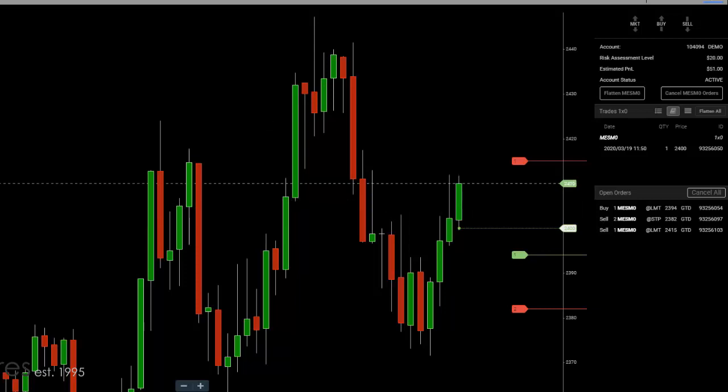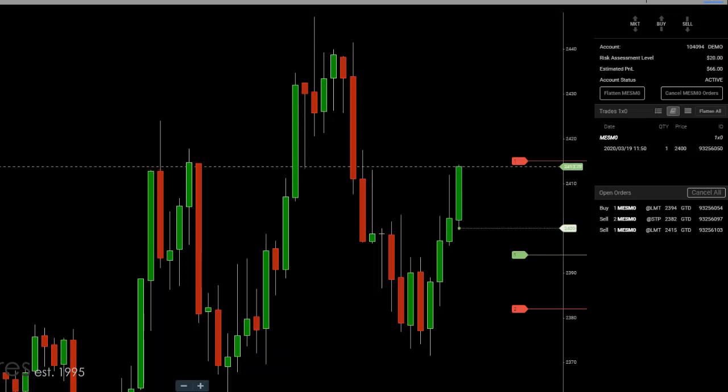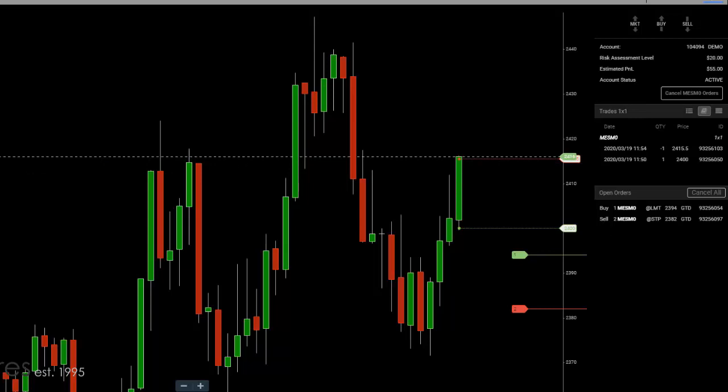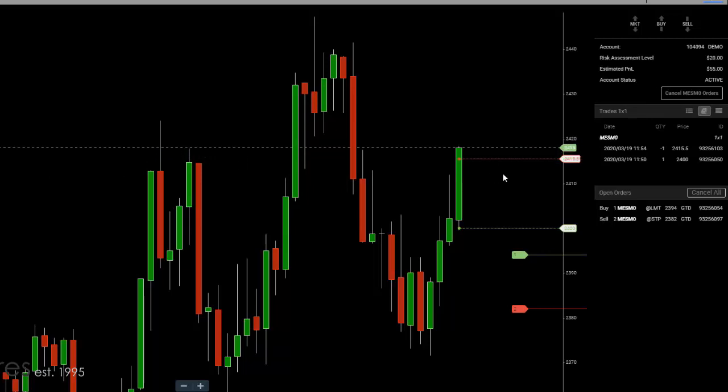All right, just checking back in. It's been about 60 seconds or so, and we're approaching our target for our one contract long position at 24.15. We're bouncing away from it. Looks like we're getting close, 24.14. And there we go. We got filled on our contract, and it resulted in a flat position.